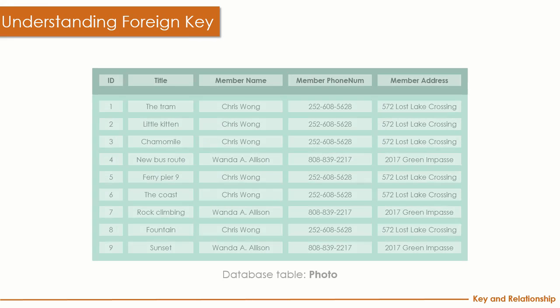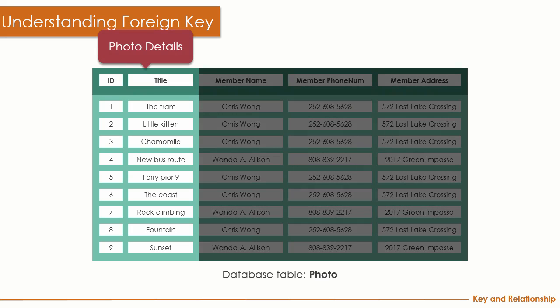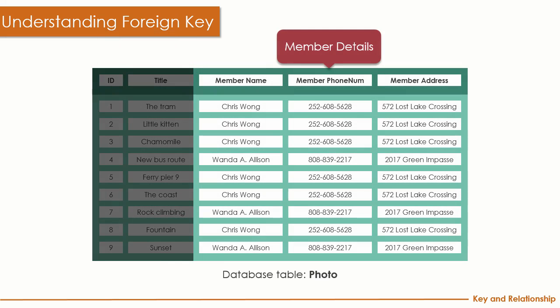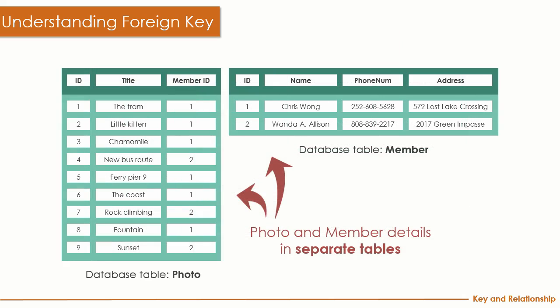Let's take a look at an example. Here is the photo table we designed at the very beginning. You see we have the photo detail, the ID, the title of the photo. And on the right hand side of the table, you see the member detail. And we find that the values keep repeating. You see Chris Wong repeats so many times. Then we decided to split into two tables. One is the photo table with the ID and the title, and the member table to have the name, phone number, and address.